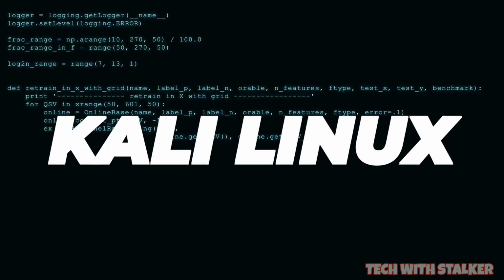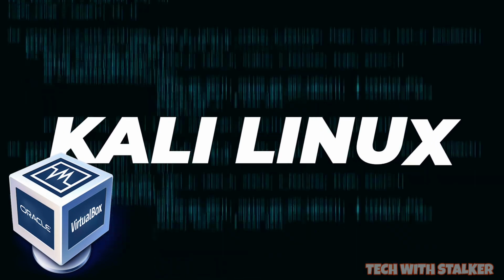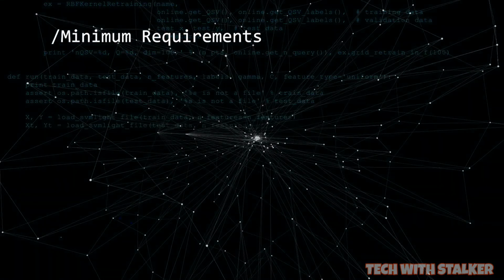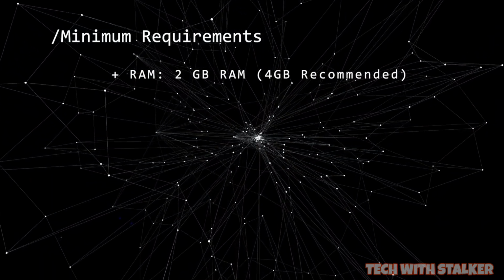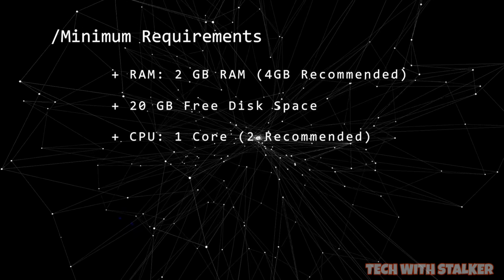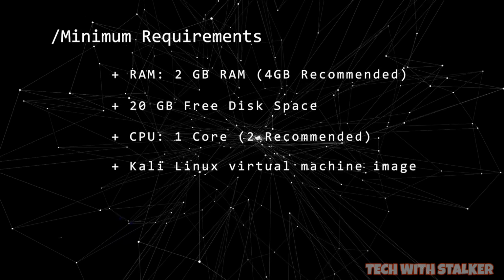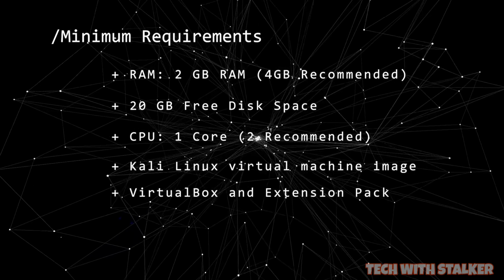In this video we are going to learn how to install Kali Linux version 2023 in our VirtualBox. So let's get some basic minimum requirements. We need 2 GB of RAM, 4 GB of RAM is recommended, 20 GB of free disk space, and 1 core CPU, 2 is recommended. A Kali Linux virtual machine ISO, VirtualBox, and some extension pack.